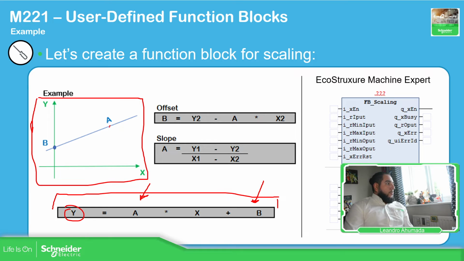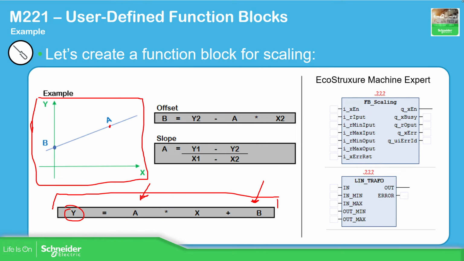So we need 2 points from the line here to make the calculation. If we take a look, for example, in other software like EcoStruxure Machine Expert, it's not for the M221, it's for the M241, M251, M262, Altivar drive. Okay, we have this function block. You can see here, these ones are Boolean, these ones are parameters. So in our case, we're going to try to replicate this. It's not going to be possible.